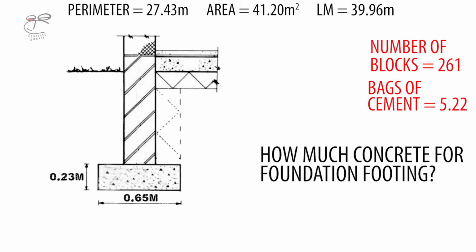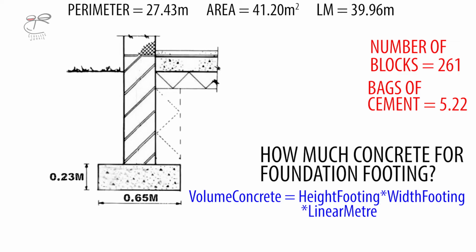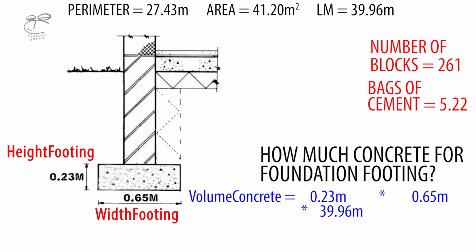Since we know from a section view of a simple strip foundation, we have 0.23 meters height of the footing, and then the width of the footing is 0.65 meters. That is like the width, the thickness of the trench. You don't want to make the trench too wide during the excavation, because the wider it gets, the more concrete it consumes. So we're going to take the values there, 0.23 and 0.65, and then multiply that by the linear meter we calculated earlier on.